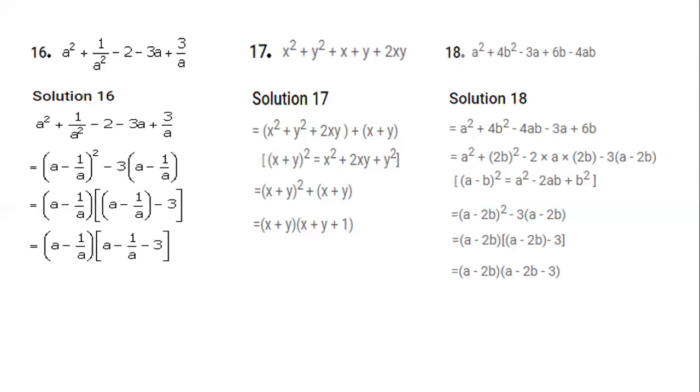So practice these questions by yourself. Try to solve question number 19 and 20 also. Write down the questions, note down the questions in your notebook.